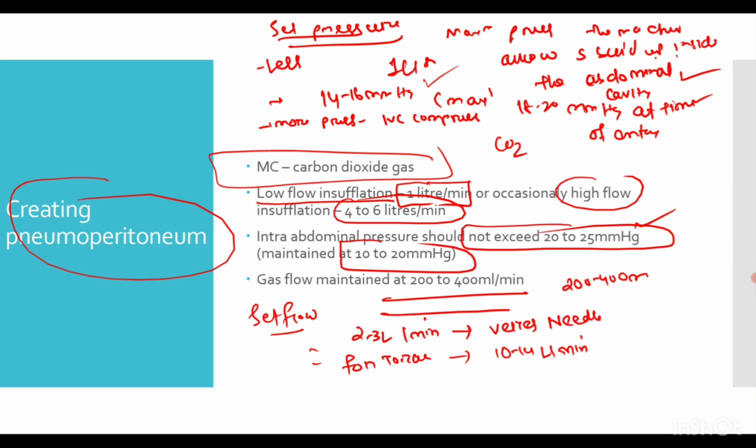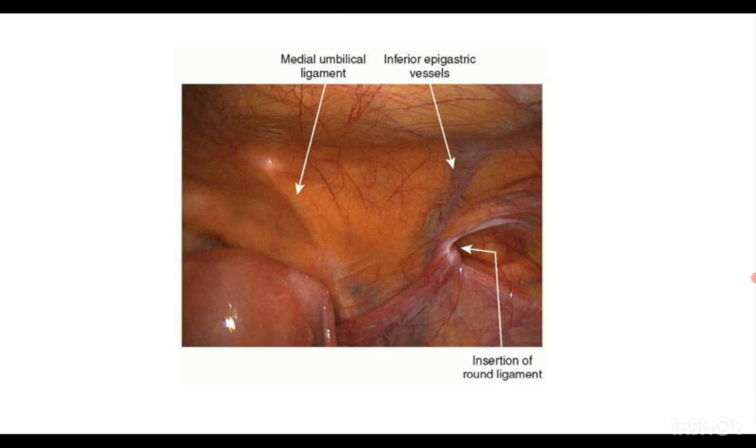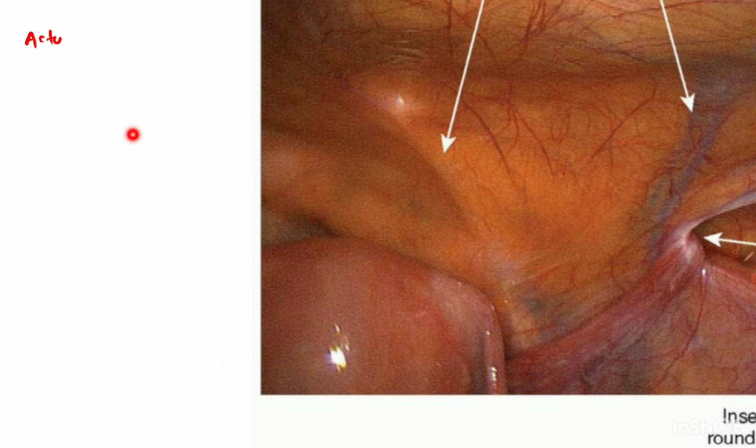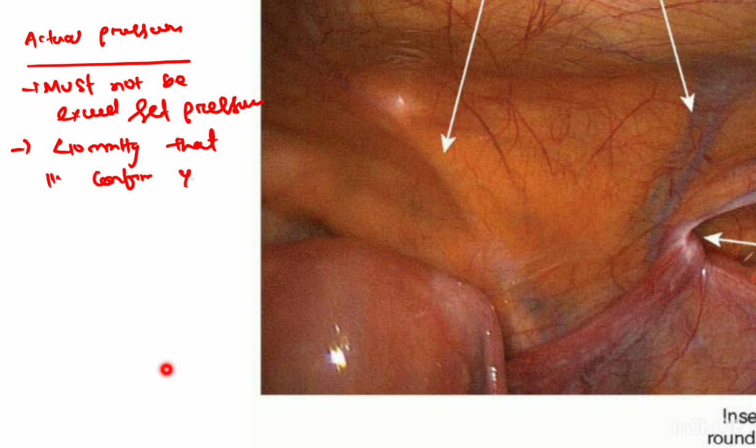Then what is the actual pressure? The actual pressure must not exceed the set pressure. Okay, so usually the value is less than 10 mmHg, that will confirm the proper insertion of the Veress needle. If the actual pressure is less than 10 mmHg, that will confirm your proper placement of the Veress needle.